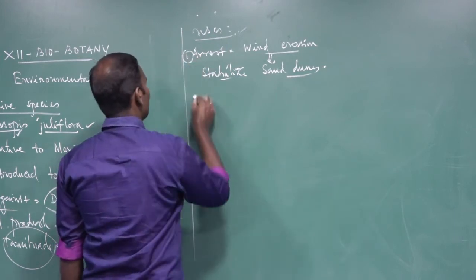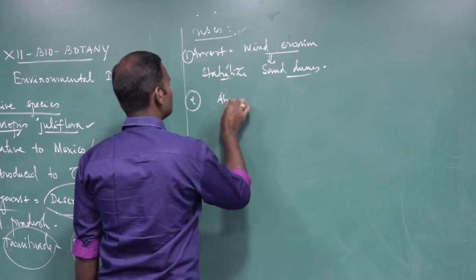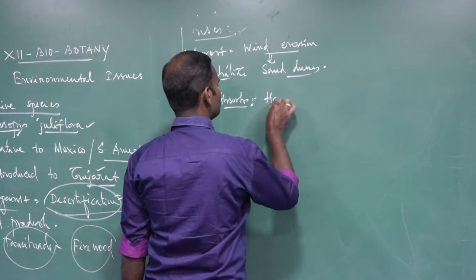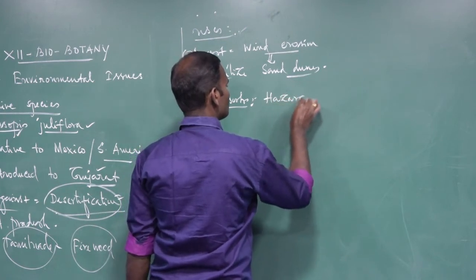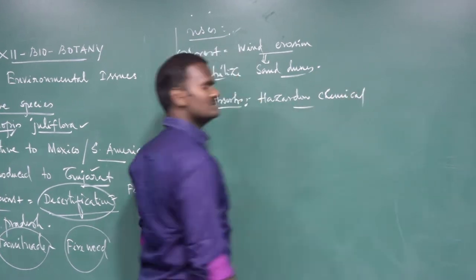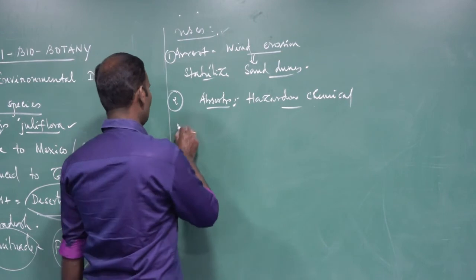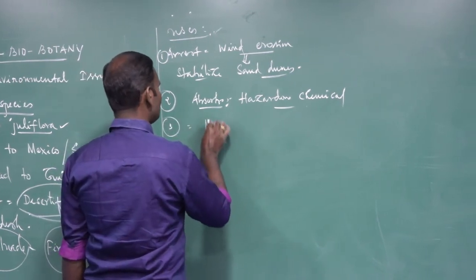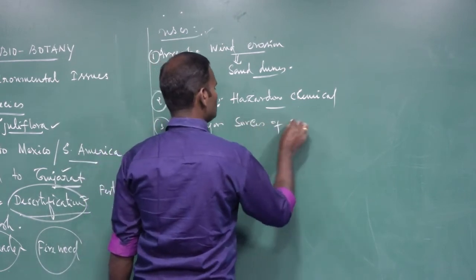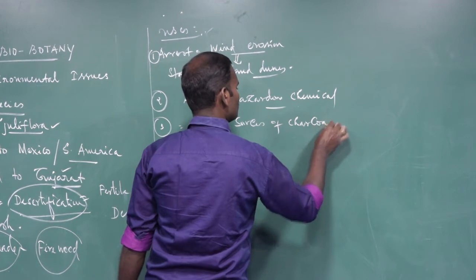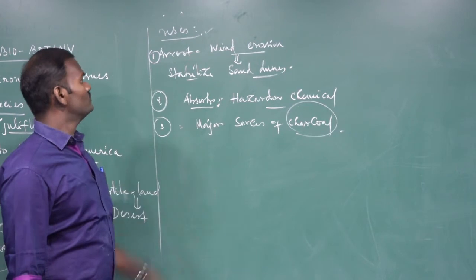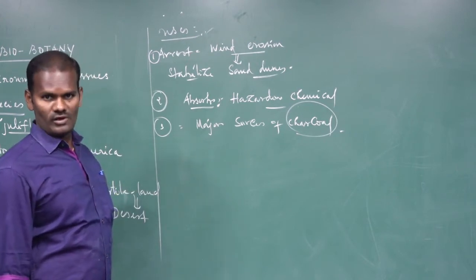The second use is that it also absorbs certain hazardous chemical substances from the soils. Then the third one, it is used as a major source of charcoal in our state. So these are the uses of this Prosopis juliflora.